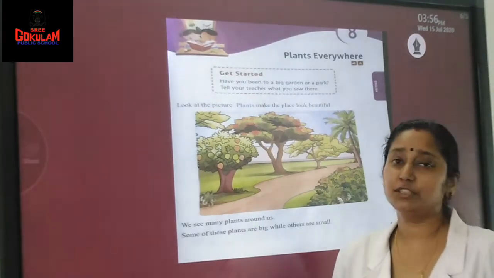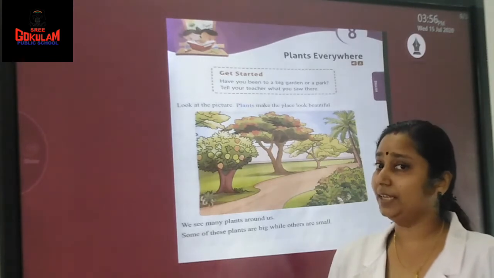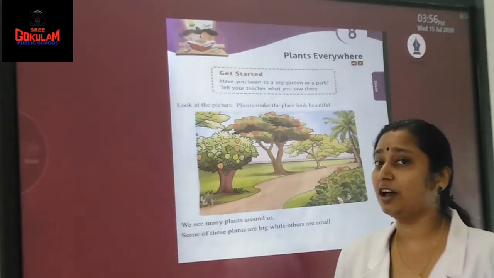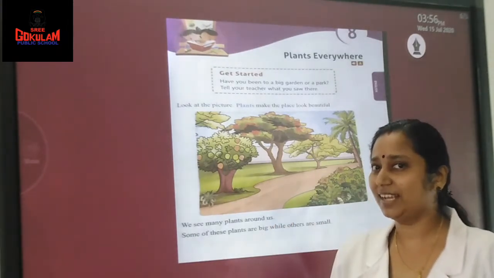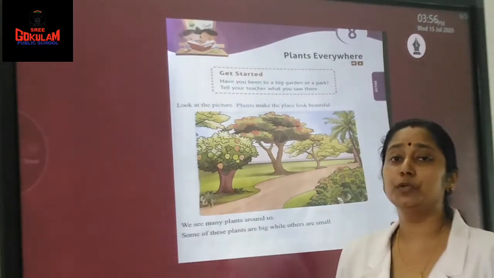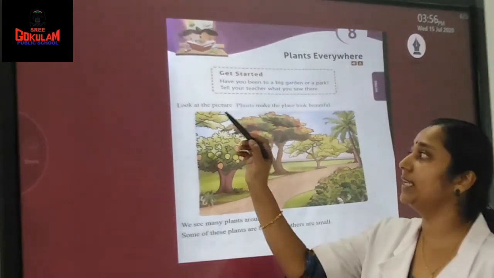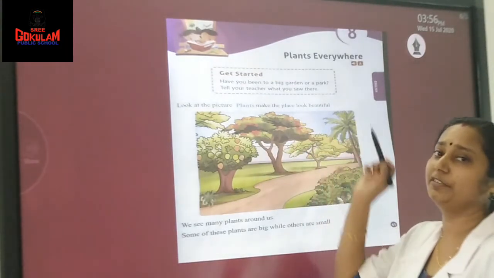Now teacher already showed a picture in the beginning. A picture of a garden with different types of plants, right? Some are big, some are small. Now look at the picture. Plants make the place look beautiful. You can read the lesson along with teacher.